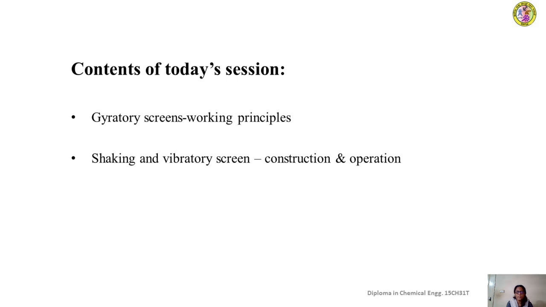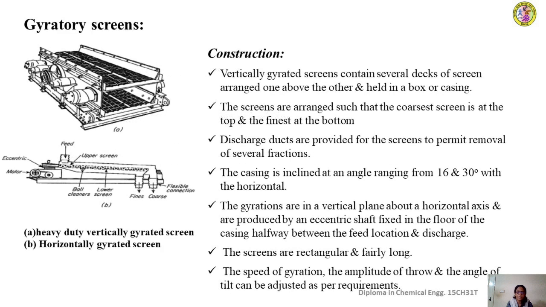In today's class, we are taking up two important types of screens. One is the gyratory screen, the other one is the shaking and vibratory screen. As the name itself says, a gyratory screen involves gyratory action or gyratory motion, while the shaking and vibrating screen involves shaking as well as vibrating action simultaneously. Let us discuss how these are constructed.